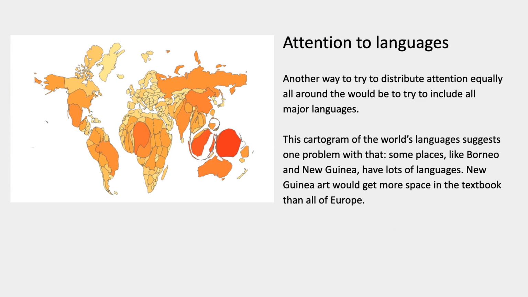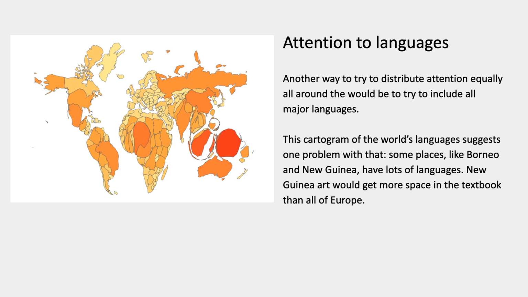I have, just as a thought experiment, a half-serious proposal here: what if you were to try to be fair to all the different cultures of the world by looking at their languages? What if you were to distribute your attention equally to different languages, or language families? That cartogram on the left is based on the number of languages in different parts of the world. And if you were to do this, you'd have to spend a huge amount of time on places like Borneo.